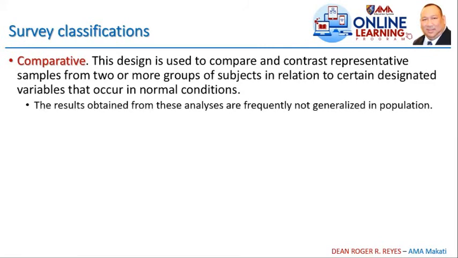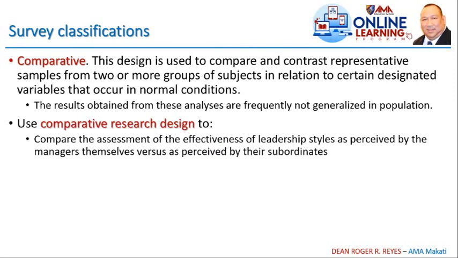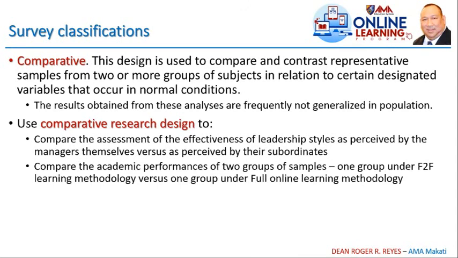When you say comparative, the design is used to compare and contrast representative samples from two or more groups of subjects in relation to certain designated variables that occur in normal conditions. The results obtained from this analysis are frequently not generalized in population. So, you use comparative research design to, for example, compare the assessment of the effectiveness of leadership style as perceived by the managers themselves versus as perceived by their subordinates.